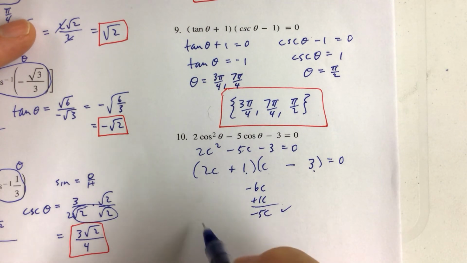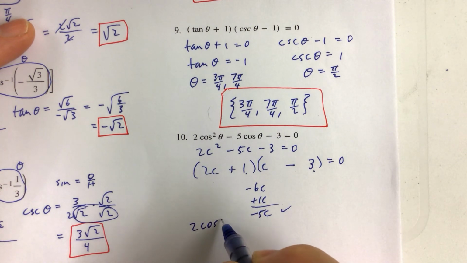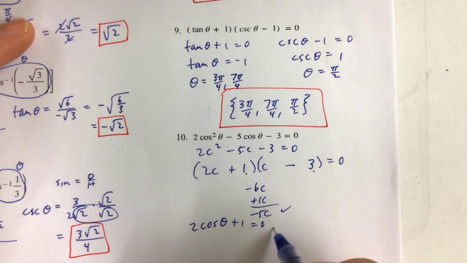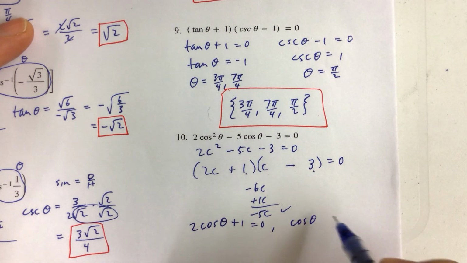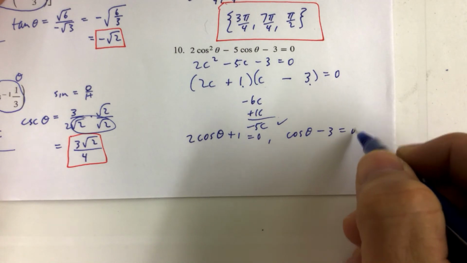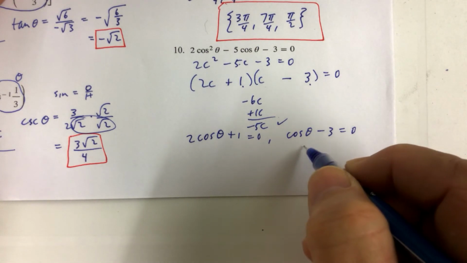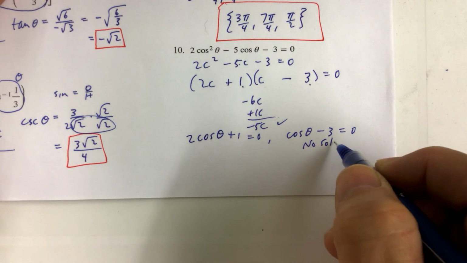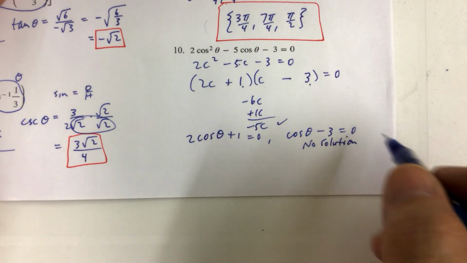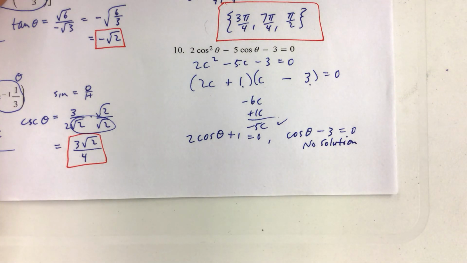And so when we set each factor equal to 0, we'll put the cosine back in. 2 times cosine of theta plus 1 equals 0, and we have the cosine of theta, let's scoot this up a little bit, -3 is equal to 0. Well, this equation here has no solution, because if you add 3 to both sides, you get cosine of theta equals 3. Well, the cosine of theta can never be bigger than 1.